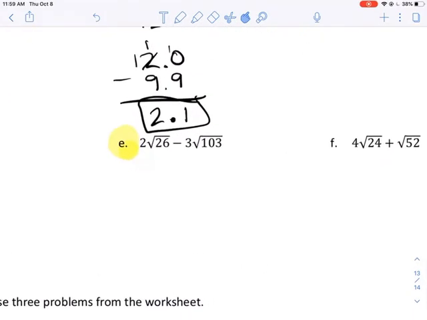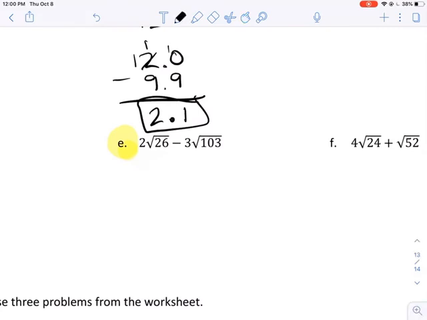All right, here we are on this one. Okay, so this has a number times the square root of 26 and a number times the square root of 103. So I'm going to approximate what those square roots are and then multiply and subtract after. Okay, the square root of 26, I already know that's just 1 away from 5 squared, which is 25. So that's going to be super close to 5. I'm going to say it's about 5.1.